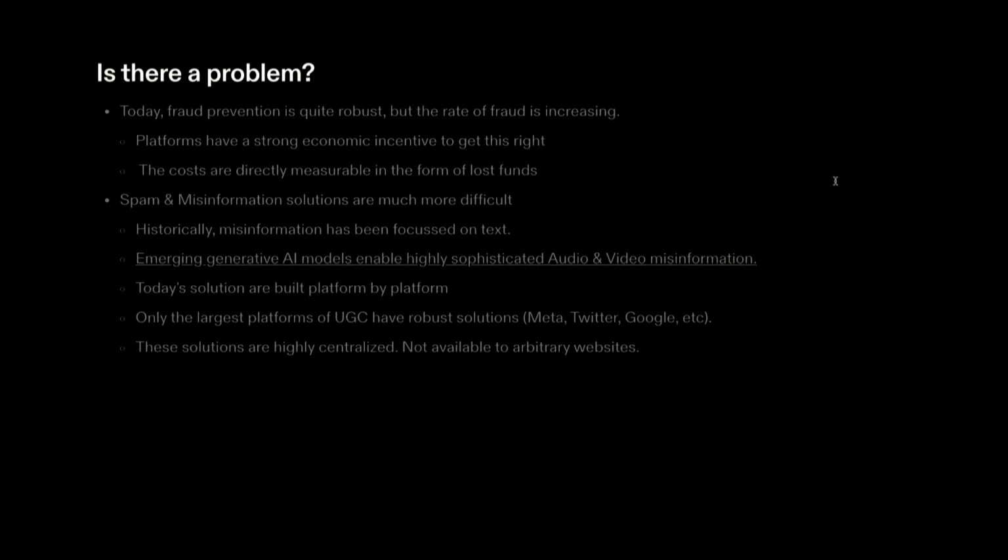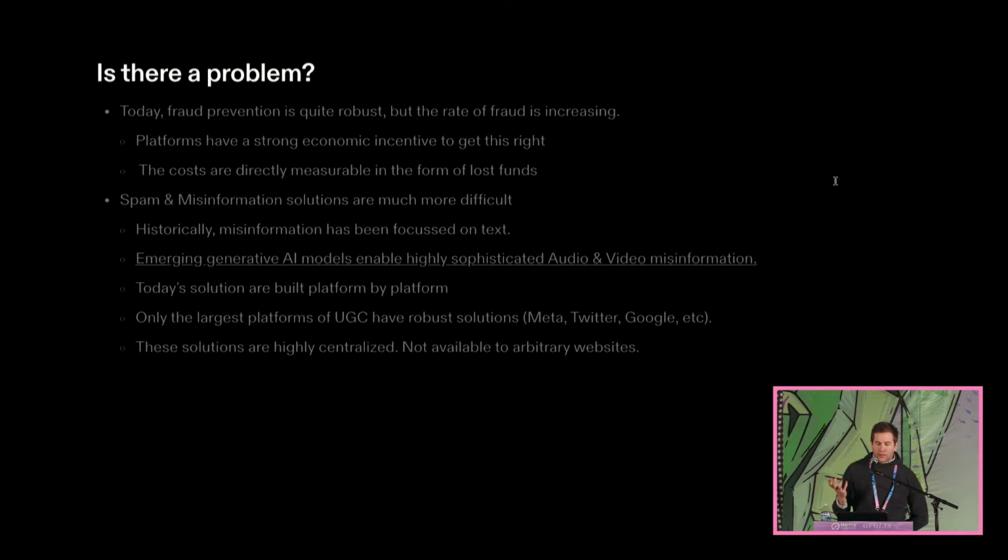Okay, so really, I'm posing the question, is there a problem? Is this problem solved, or is it still an open problem? And my case is essentially that fraud prevention is pretty robust today. But despite that, the rate of fraud continues to increase. So platforms already have a really strong economic incentive to get this right. There's multiple billion-dollar companies trying to solve it. And the costs are directly measurable. When the fraud rate increases, the revenue decreases. So on that one, I think we're doing an okay job, but it is getting more challenging.